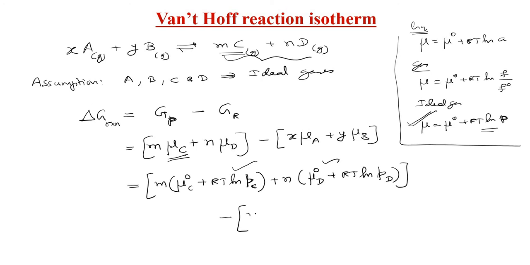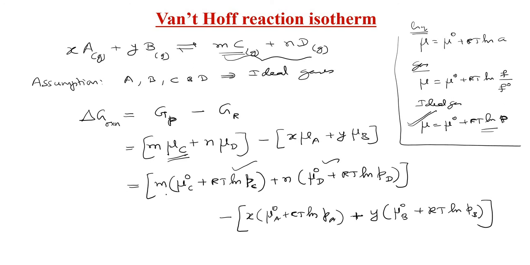So for the reactant, X into mu naught A plus RT ln partial pressure of A, plus Y into mu naught B plus RT ln partial pressure of B. I have taken minus as common here, so here I am putting the sign plus. Right, so this gives you the delta G.